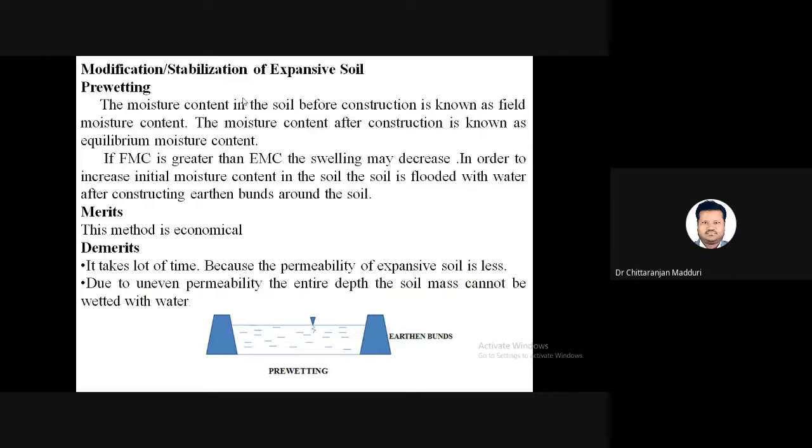Due to uneven permeability, the entire depth of the soil mass cannot be wetted with water. On one side the permeability will be more, on another side very low, and in some places moderate. So uniform pre-wetting is not possible, which means uniform stabilization of expansive soil is not possible. That is the demerit of this technique.